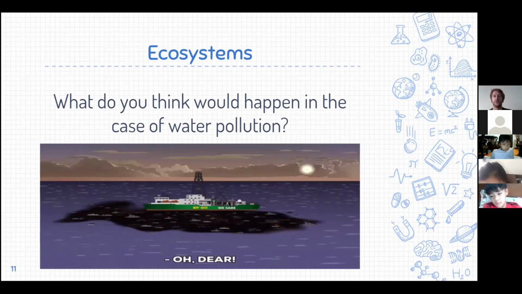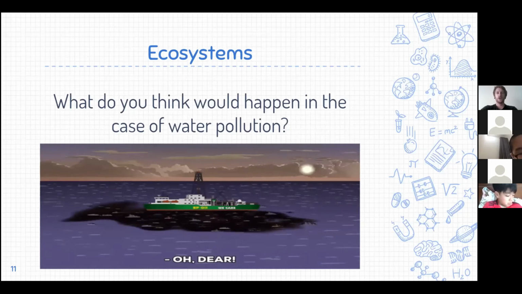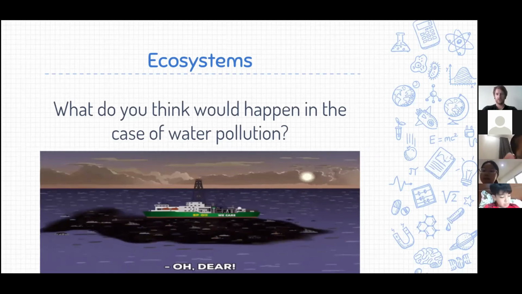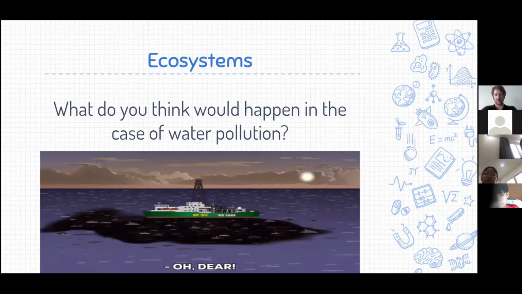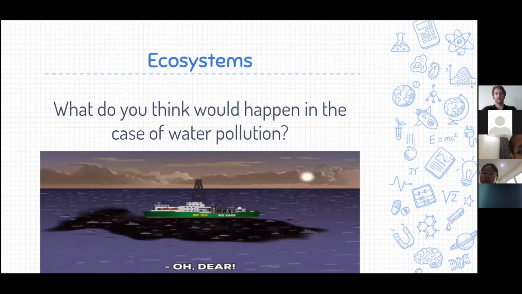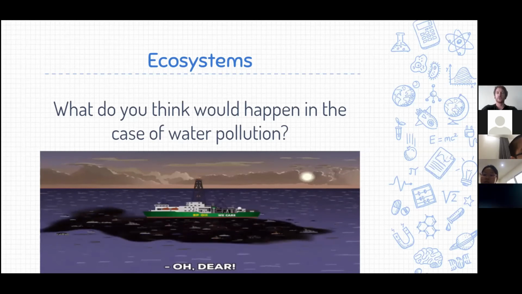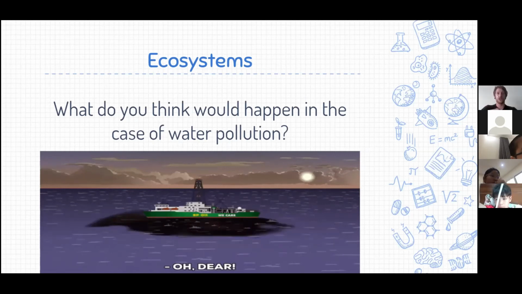I think fish will die. Fish will die. Okay. So when fish die, what effect does that have on the ecosystem? There will be less food for the animals that eat fish. Exactly. There'll be less food for the animal that eats the fish. So even though one fish has died, the animal that eats the fish is going to die as well. What's going to happen to the thing that the fish eats?